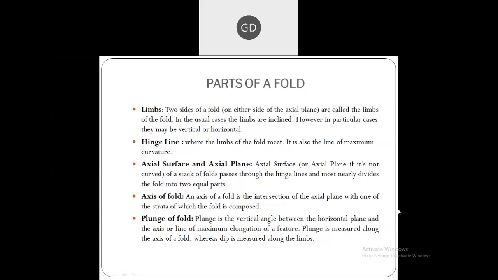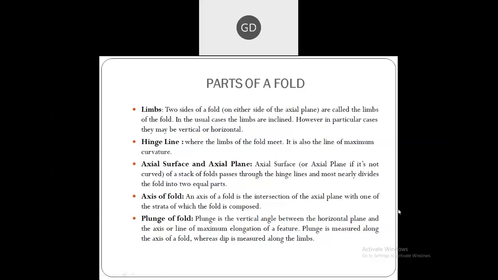If I say a hinge line, then when the rock occurs in a sequence, all the hinge points are joined together. That is known as the hinge line. Axial surface is a stack of folds that passes through this hinge line, and they nearly divide the folds into equal parts. If the axial surface is not curved, then it is known as the axial plane.